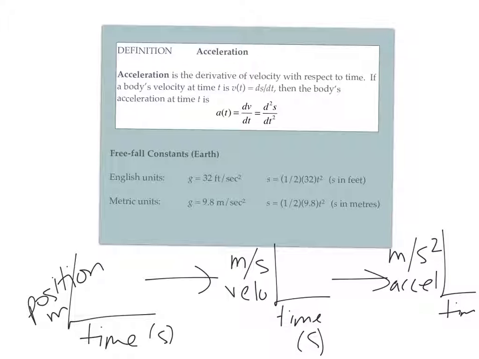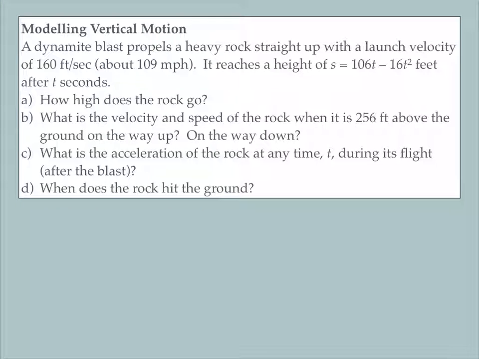Okay, so here are some quick facts for you. Gravity is 32 feet per second squared, or 9.8 meters per second squared. But don't worry about that. I don't think I'll require you to know it.